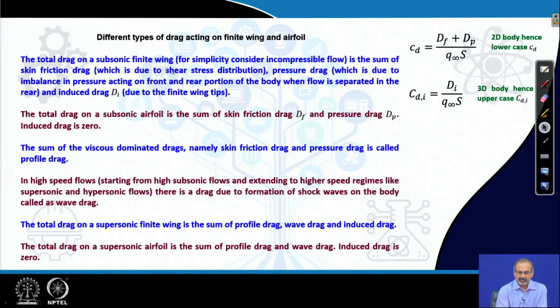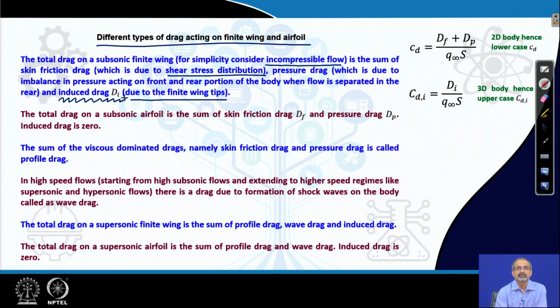Now, let us concentrate on the different types of drags acting on a finite wing and an airfoil section. The total drag on a subsonic finite wing, let us say for simplicity we consider incompressible flow, is the sum of skin friction drag, which is due to shear stress distribution, and pressure drag, which is an imbalance in pressure acting on front and rear portion of the body when flow is separated in the rear, as well as induced drag, which we just learnt about today due to the finite wing tips. So, there are essentially three components of drag acting over here.